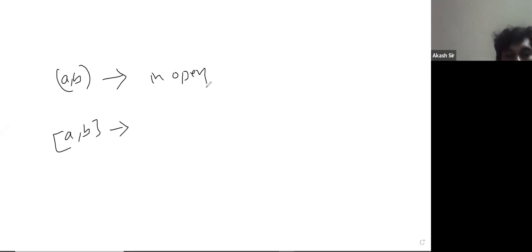In open brackets, all the numbers between a and b are included except a and b, right? In close brackets, all the numbers are included from a to b, including a and b. Please note it down. In closed brackets, all the numbers are included between a and b, including a and b.